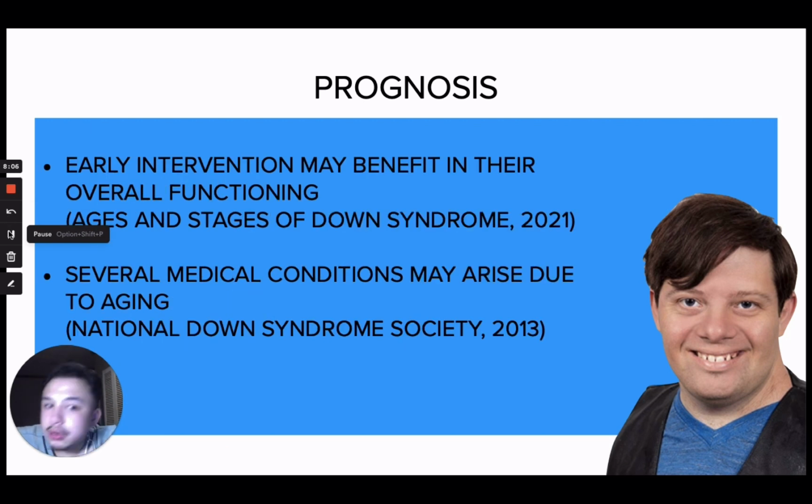What can we do with individuals with Down syndrome? As I mentioned before, early intervention may benefit their overall functioning. And lastly, several medical conditions may arise due to aging.